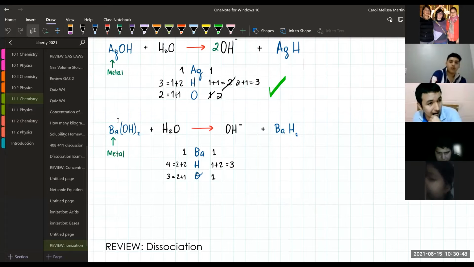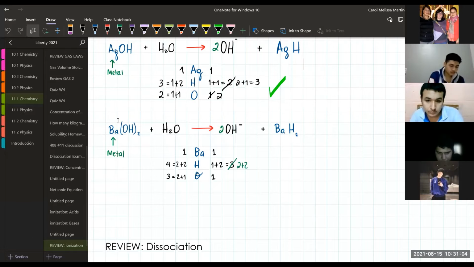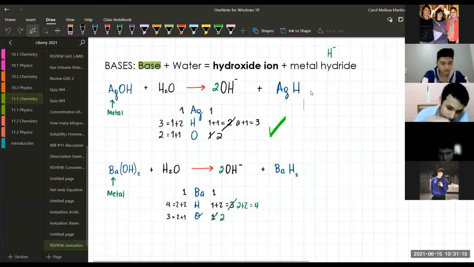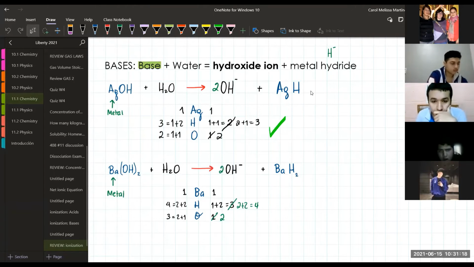So how can I do to balance it? First, I will try to balance my hydrogen. So I'm going to put a 2 right here. Okay? My hydrogen is going to be now balanced, 2 plus 2, which is 4. But my oxygen, as you can see, still not balanced. So to balance it, I need to continue trying with different numbers. So 2 didn't work for me. I'm going to try with 3.